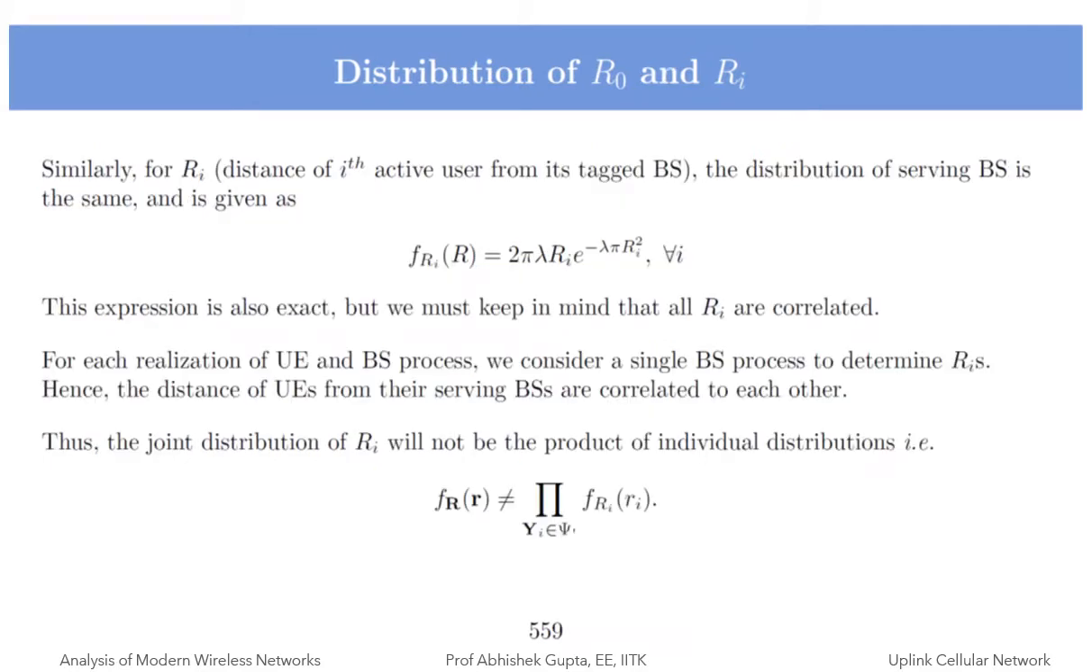Similarly, Ri. Recall Ri is the distance of the ith user from its own tagged base station. And this user is also selecting the base station from the same law, that it will select the closest base station. So the distribution of Ri is also the same. This expression is also exact. The only thing we need to keep in mind is that the Ris are not independent, they are correlated. We have explained this reason before: because the users are selecting the base station from the same process, the Ris will be correlated.